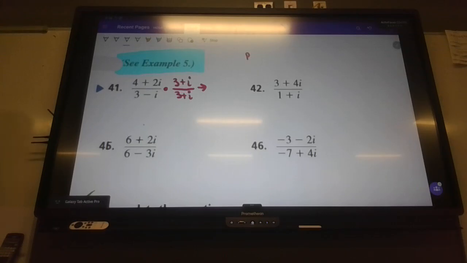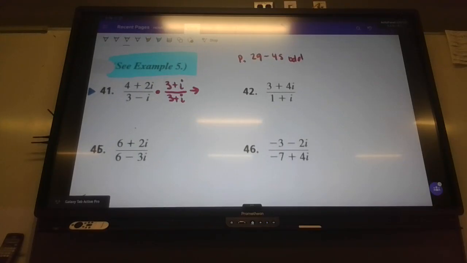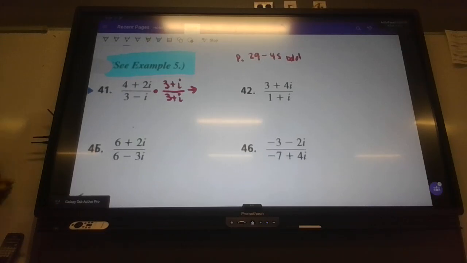Conjugate. So again, this is your assignment. It's 29 to 49. I'm gonna way shorten it. Let's just do to 45. It's 9:36, and it ends at 9:50. Tons of time still. Okay, we're good. 41. I'm using the conjugate. I'm doing 3 plus i over 3 plus i.